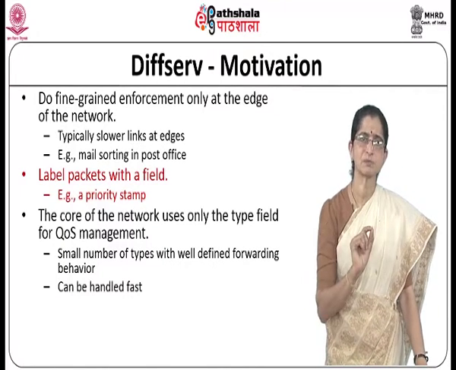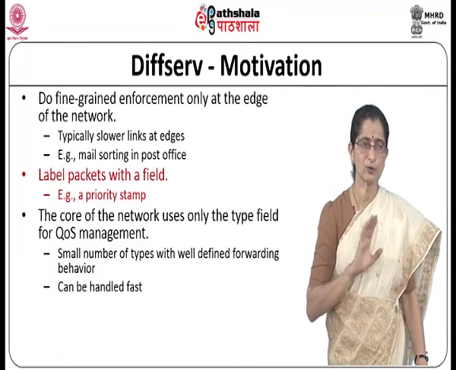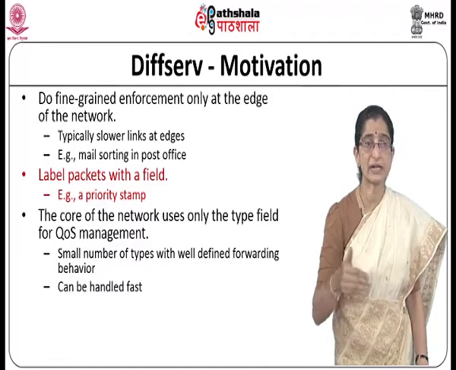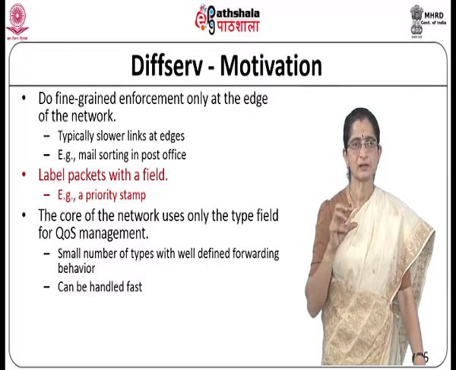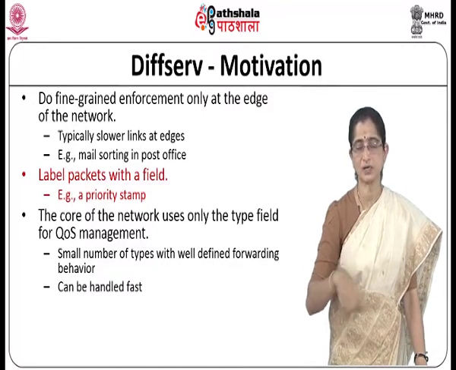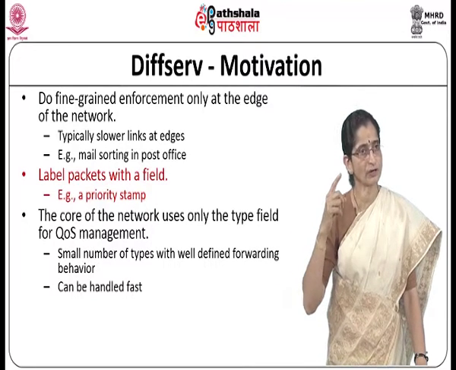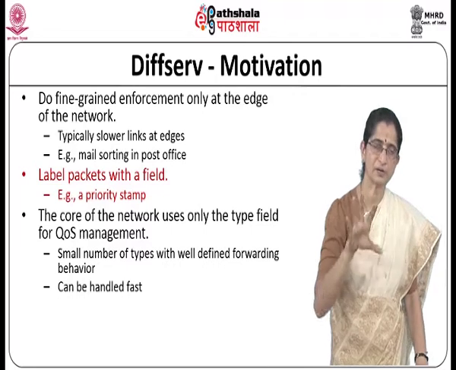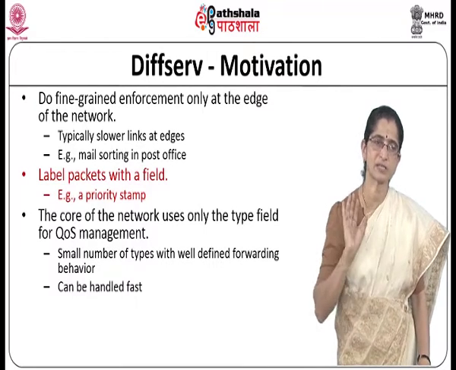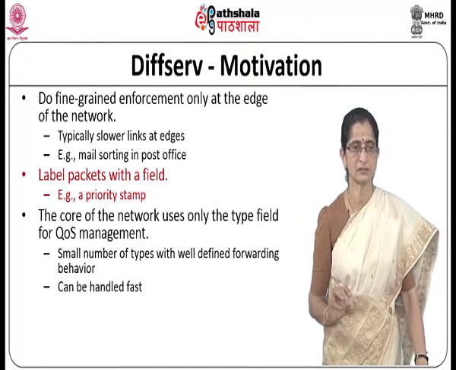Only that information must be used for all QoS management. We do not want too much processing to be done at the core routers. Now, why is that so? Because we know that the core routers are working at very high speeds. So we want everything to happen very, very fast inside the core router. We do not want to burden it with too much processing. We want to keep the processing simple at the core router. So, that is the third point.